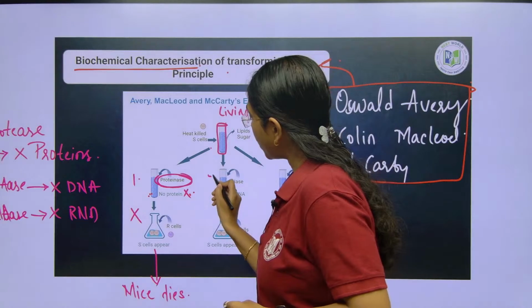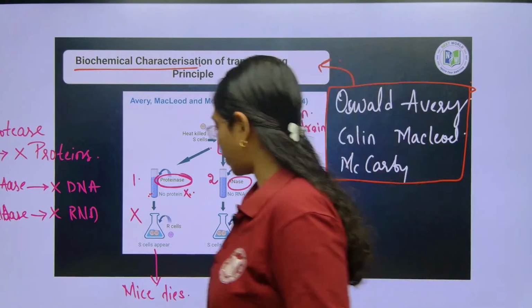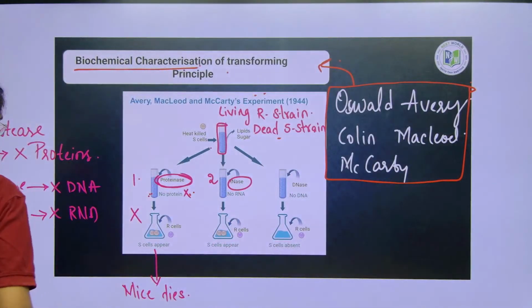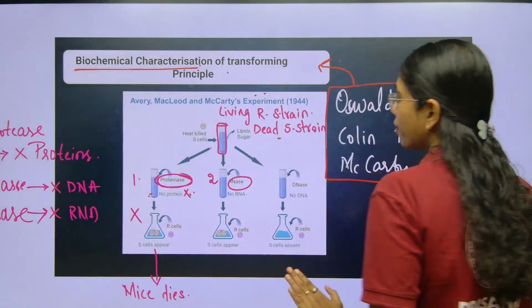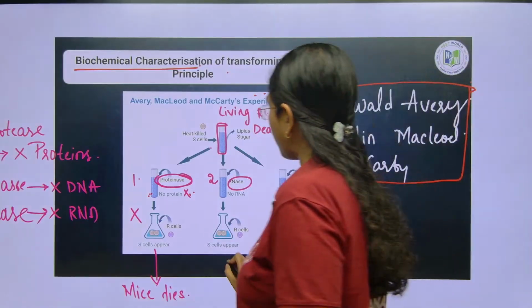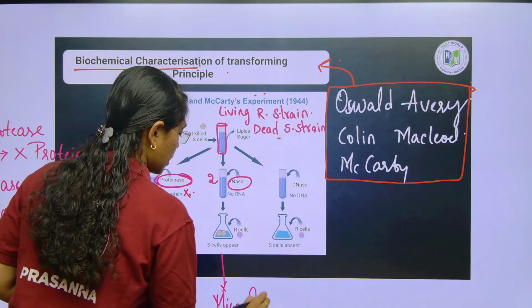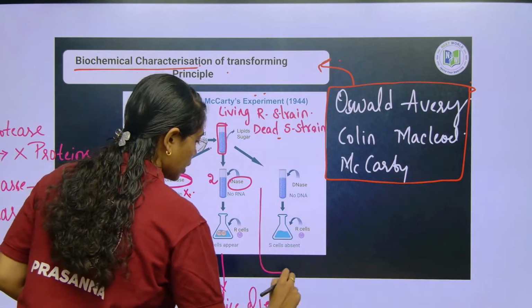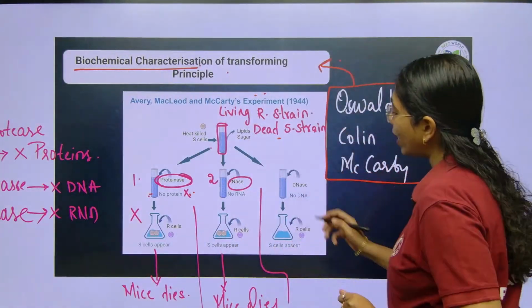In the second experiment, to this culture medium, RNase is added. And here again there is no effect on the transforming principle. The mice die as usual. In the third phase, to this medium, DNase is added.